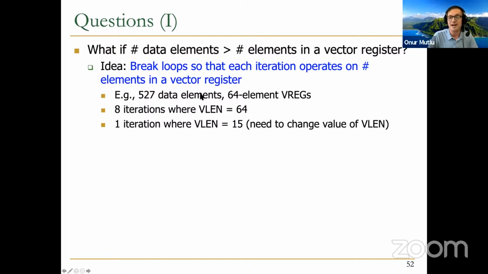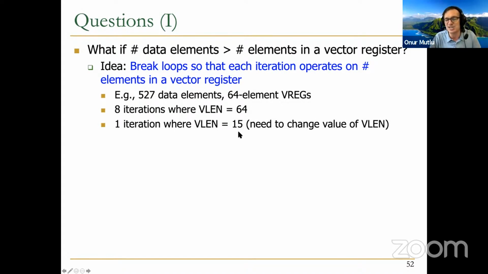For example, if you have 527 data elements and 64-element vector registers, now you need a loop where you have 8 iterations where vector length is 64 and 1 iteration where vector length is 15, right? That's what you need to do essentially. So you still have some control flow overhead, but you still amortize a lot of the overhead of instructions.